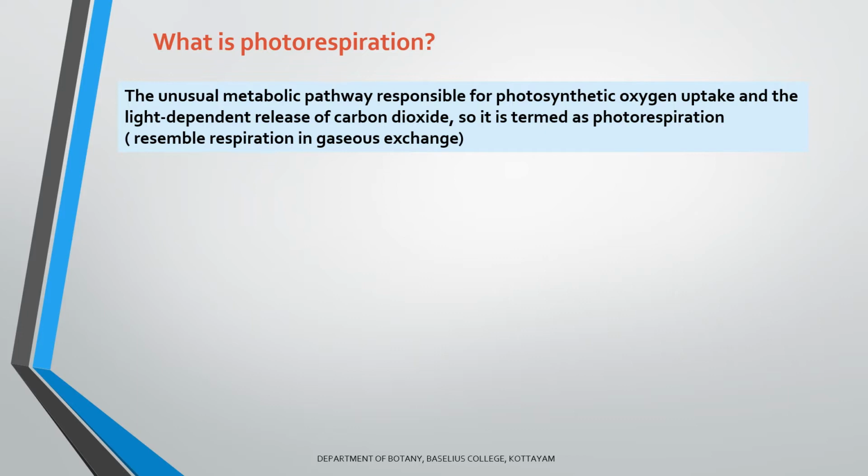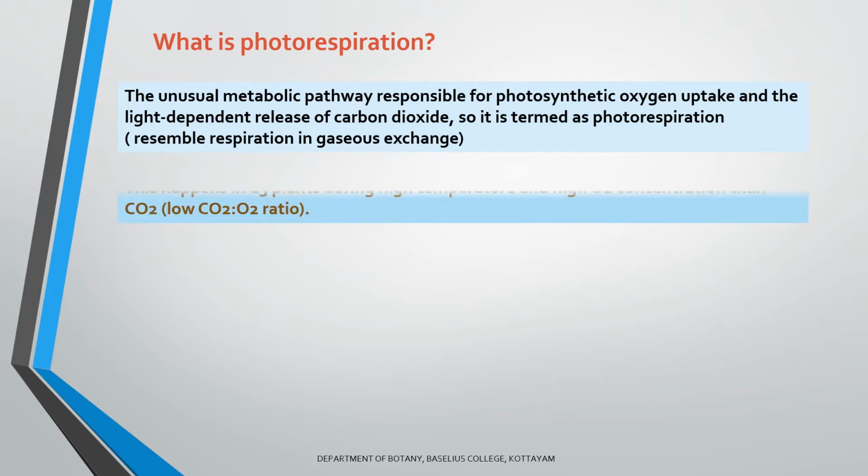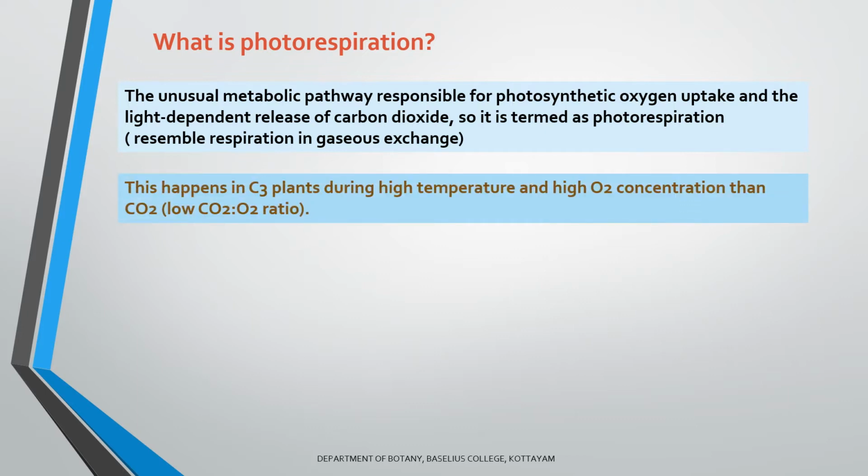Normally in photosynthesis, carbon dioxide is taken in and oxygen is released. But in this particular process, oxygen uptake and carbon dioxide release takes place. Because of this gaseous exchange which resembles respiration, it is termed as photorespiration. This happens in C3 plants during high temperature and high oxygen concentration than carbon dioxide, that means low carbon dioxide oxygen ratio.